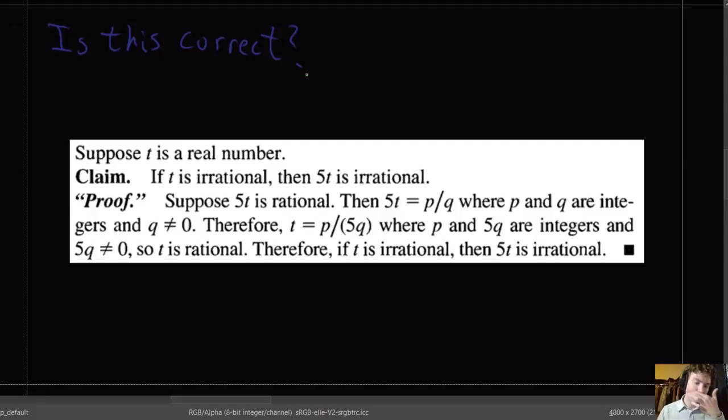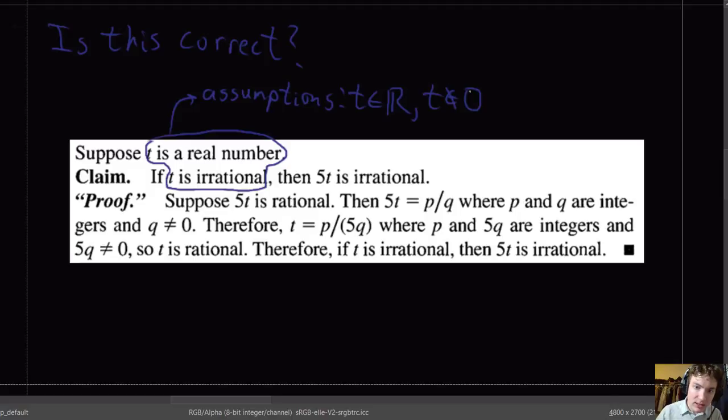Okay. So first, let's read the assumptions and conclusions. I've actually written one of the assumptions separately from the claim. So there's two assumptions, really. These parts are the assumptions. The assumptions are that t is a real number, which means t is in R, but t is irrational, which means t is not in the set of rationals. And then this is the conclusion. The conclusion is that 5t is not in the set of rationals.